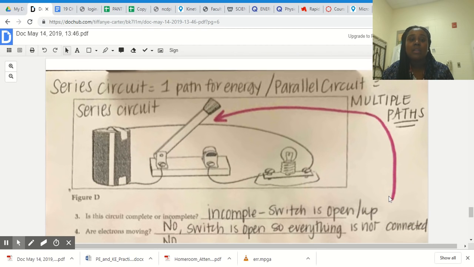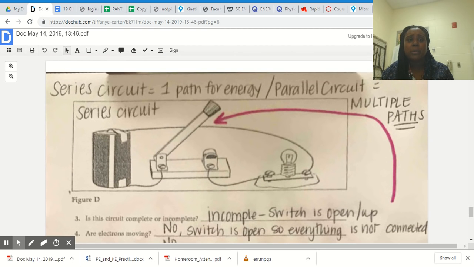All right, last page, I believe. So this is an example. Sorry, it's blurry. This is an example of a series circuit. So remember, series circuits have one path for energy. So it has to flow in a loop. There's no other way for it to flow. And then just so you remember, parallel circuits have multiple paths.